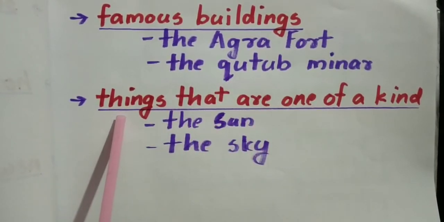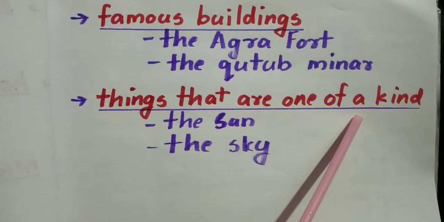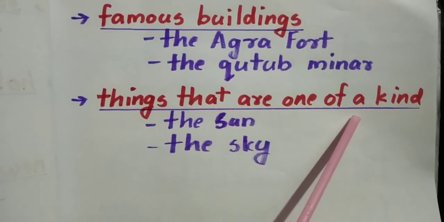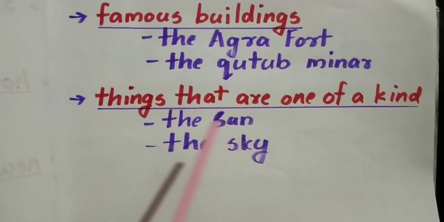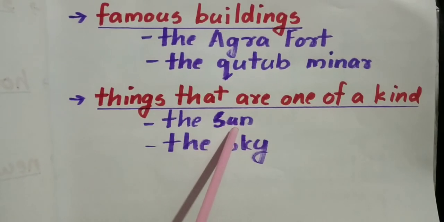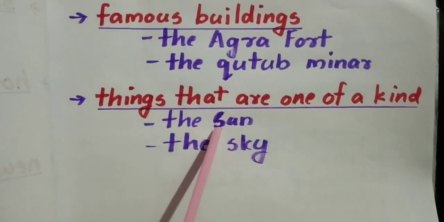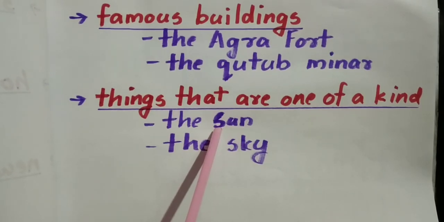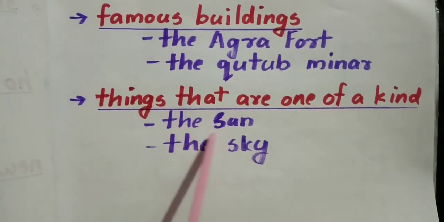Again we will add the article the with the things that are one of a kind, with the words that are one of a kind, which means one and only things in this universe, like the sun, the sky. There is no other sun, there is no other sky, it is only one. So we will use the article the with the one and only things in this universe, with the things that are one of a kind in this universe, like the sun, the sky.